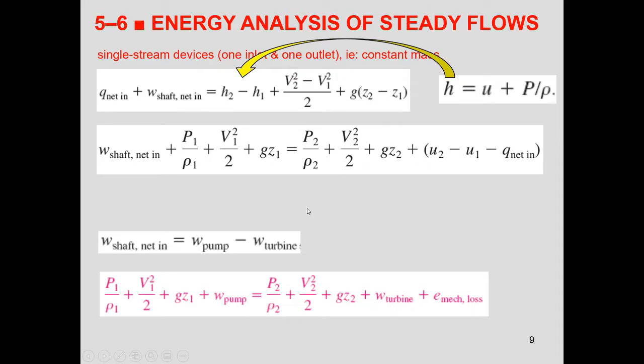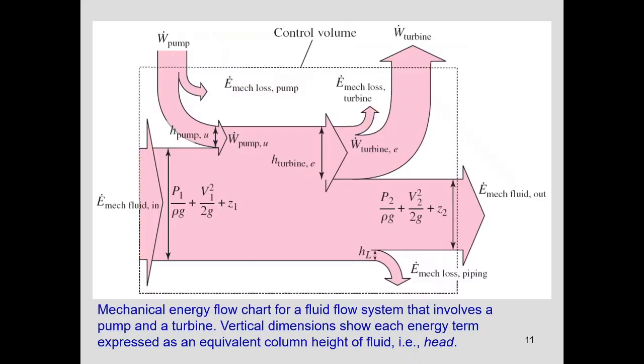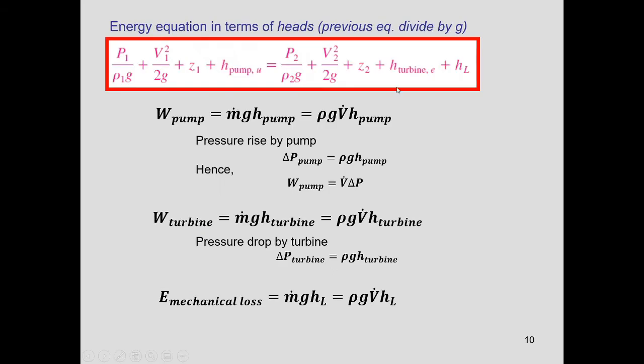Okay, and then the two main pieces of equipment in shaft work are the pump and the turbine. So we include the pump and turbine in the equation, and also the mechanical losses, which normally will happen in any flow system. So at the end we got this equation.